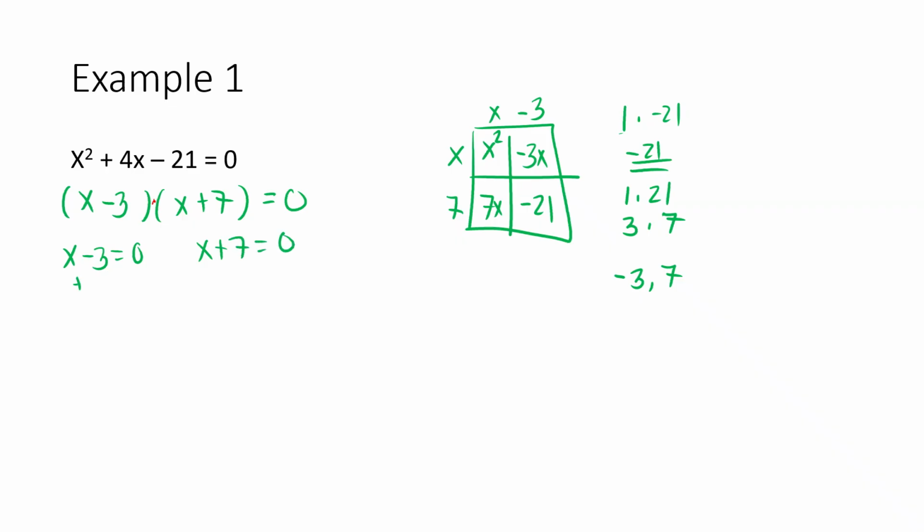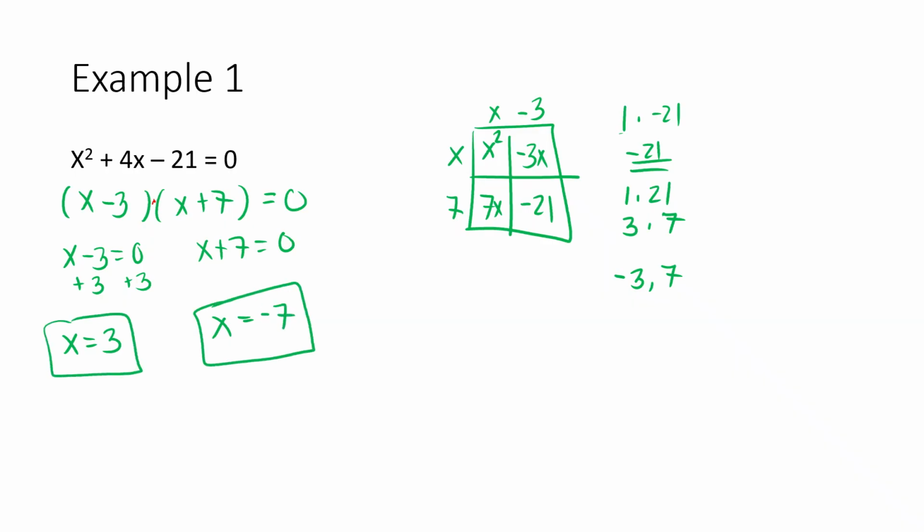And you can do plus 3 and say x is equal to 3, but generally we won't. And here I could do minus 7, but I'm just going to go ahead and say x is equal to negative 7. And there are the two answers.